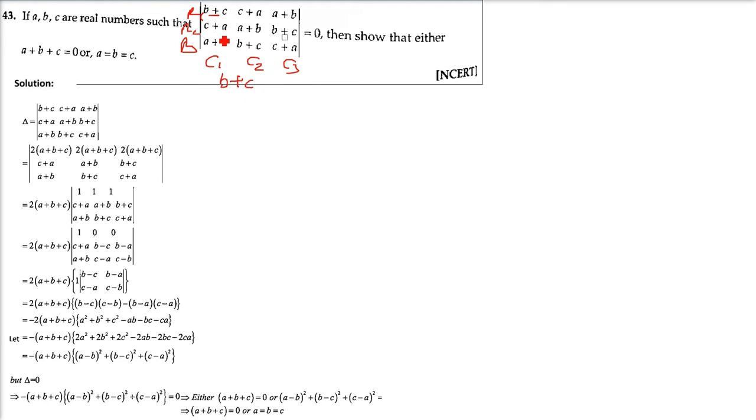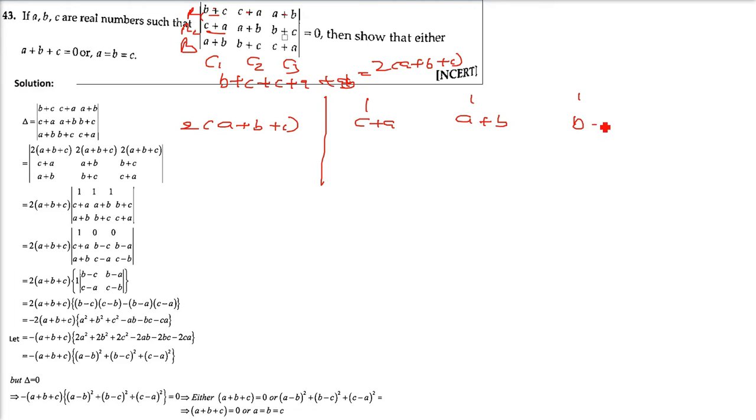For B plus C, C plus A and A plus B, what do you get? 2A plus B plus C actually, in all the three. This I am taking common because, as I said, the first row will contain only this. So 1, 1, 1, then C plus A, A plus B, B plus C, B plus C, C plus A. So we have done row 1 changed to row 1 plus row 2 plus row 3. Twice A plus B plus C we have taken common.